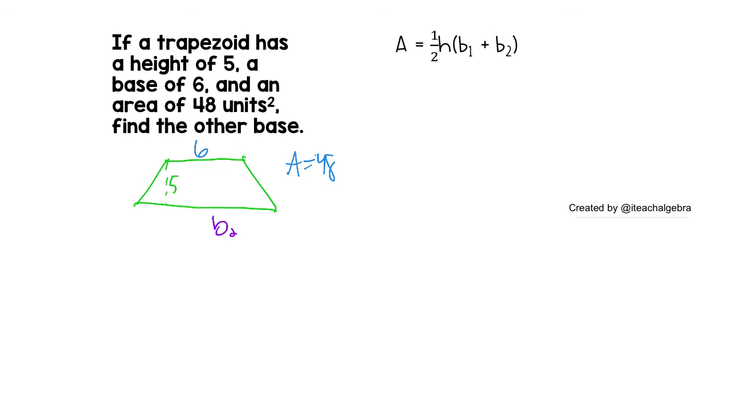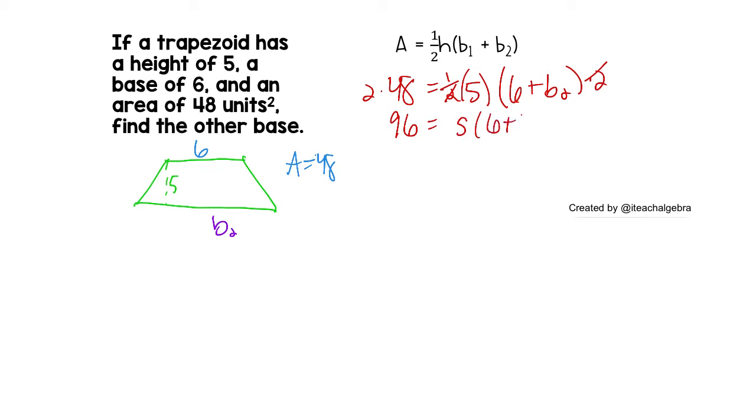So let's plug what we know into our equation. We know the area is 48 units squared. We know half's half all the time. Height is 5. Base 1 is 6. We don't know base 2. So I can take this 1/2 and multiply both sides by 2 to get rid of the fraction on the right. And now we've got 96 is 5 times 6 plus B2 on the right. I can distribute that 5. 96 is 30 plus 5 B2.